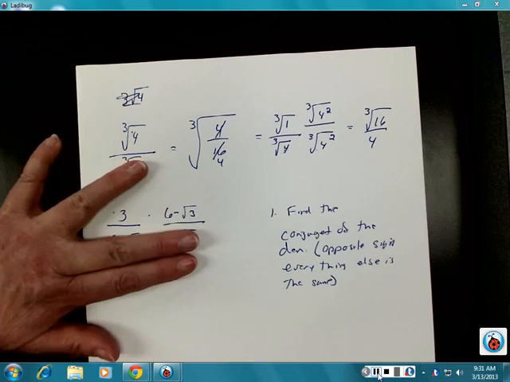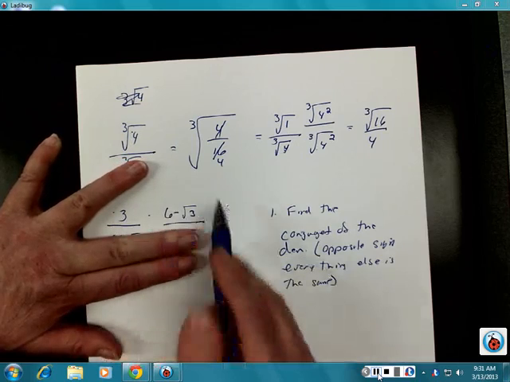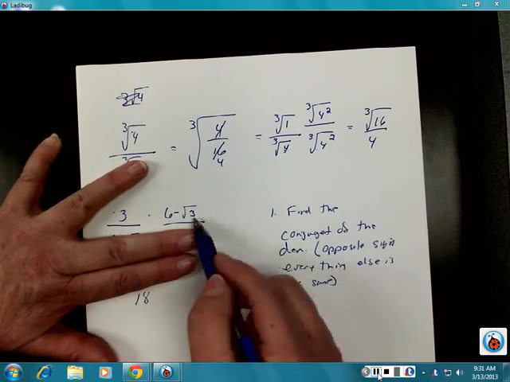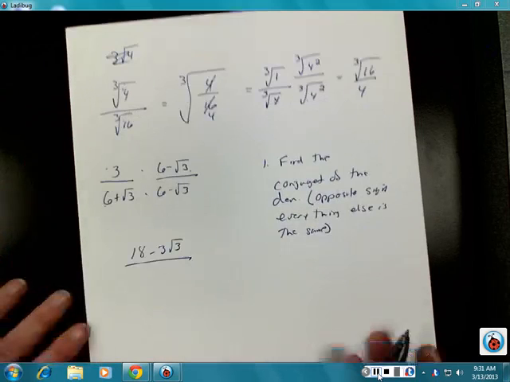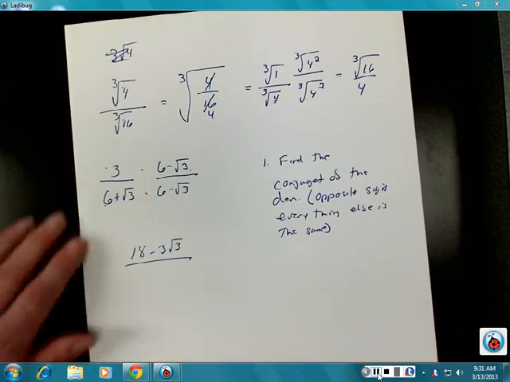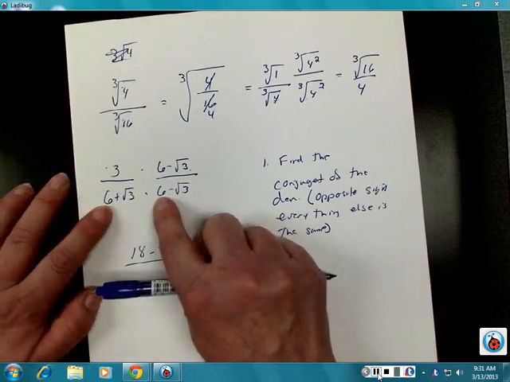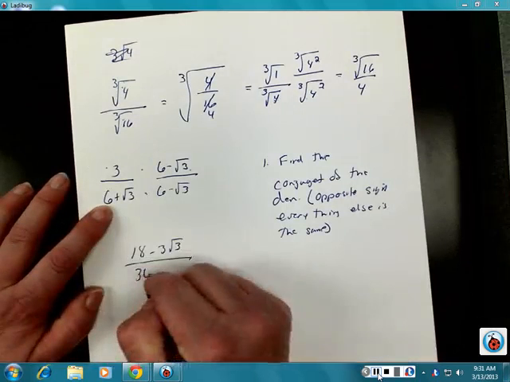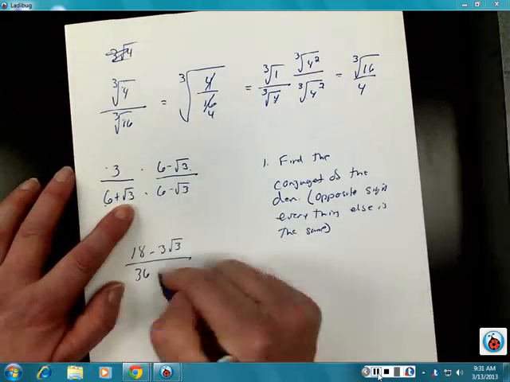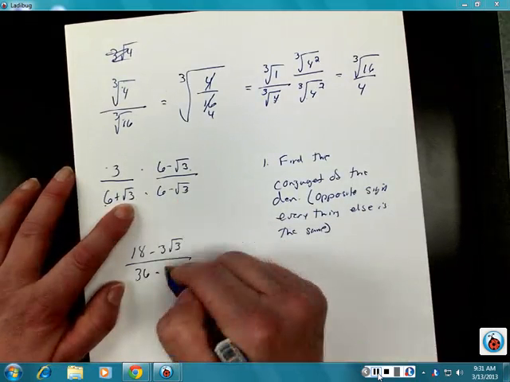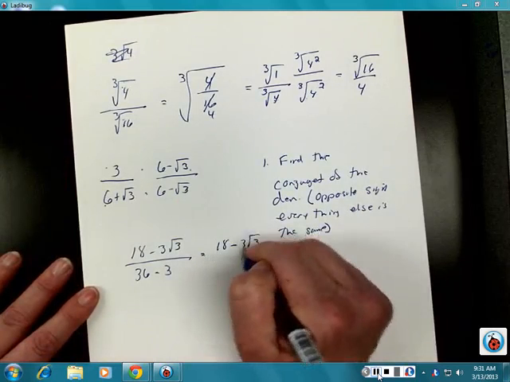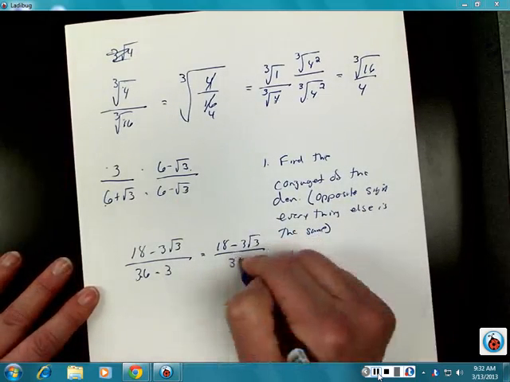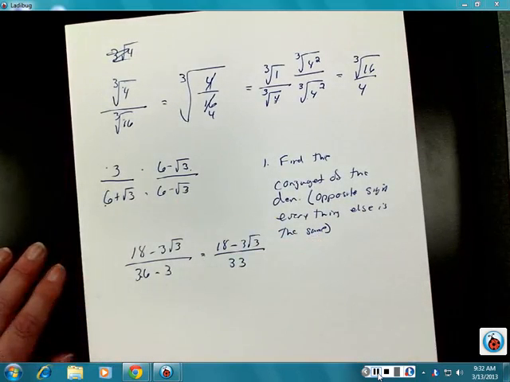And now you're back into the first part that we did in 9.4b, because I just take 3 times 6 is 18. 3 times the square root of 3 is minus 3 the square root of 3. And in the bottom, because I know what's going to happen with my conjugate, I have to multiply first terms together. 6 times 6 is 36. Last terms together gives me a minus square root of 3 times square root of 3, which is 3. So my final answer is 18 minus 3 the square root of 3, all over 36 minus 3, which is 33.